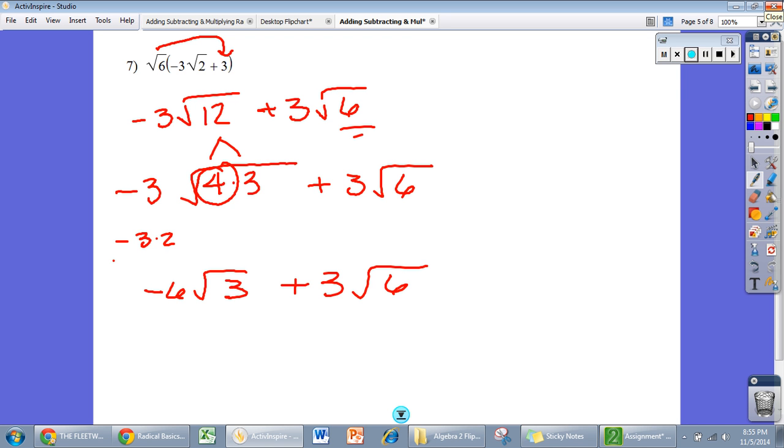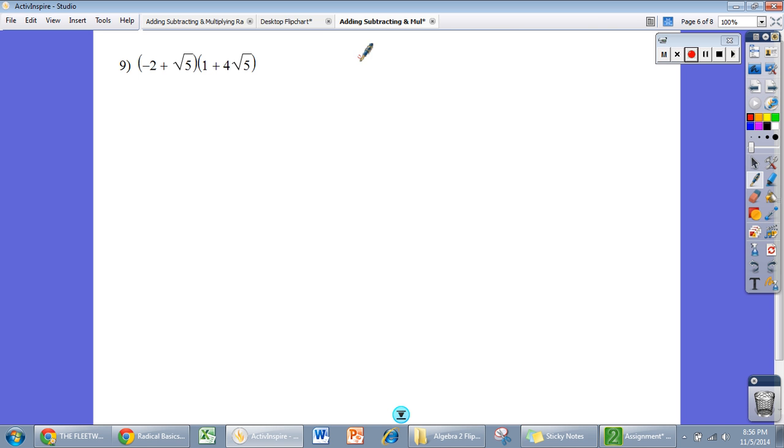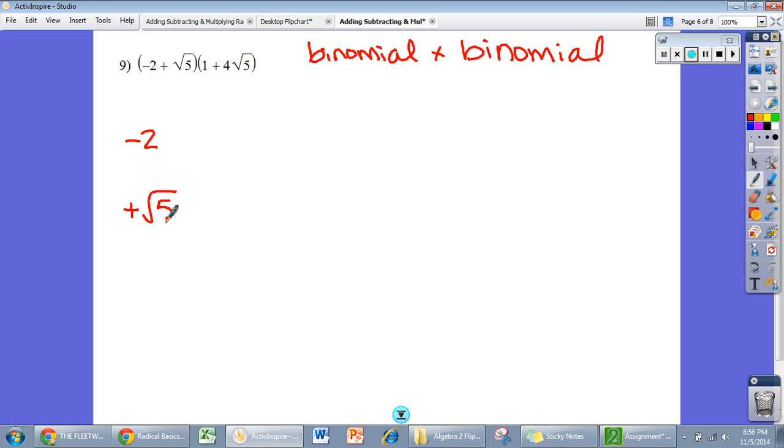Alright, the next two are a little bit tougher. So let's take a look at the next one. Here we have a binomial multiplied by a binomial. Basically, two terms being multiplied by two terms. So what we do here is I like to use the box method. So I'm splitting up my terms. Negative 2 and a positive square root of 5 times 1 plus 4 square root of 5.